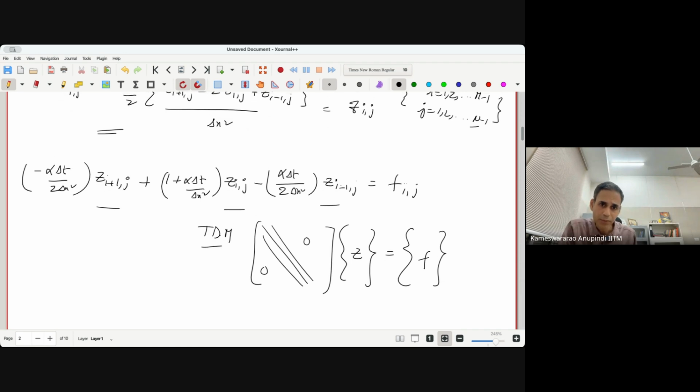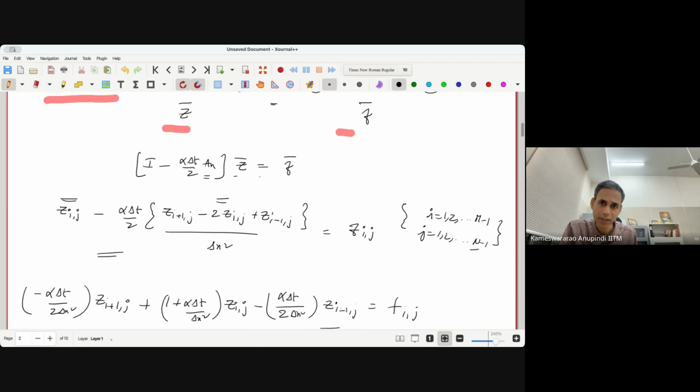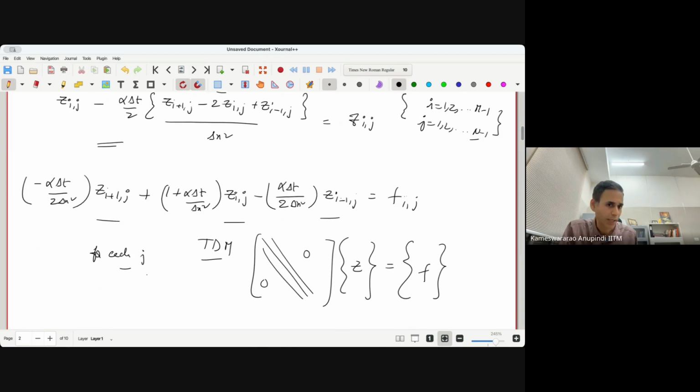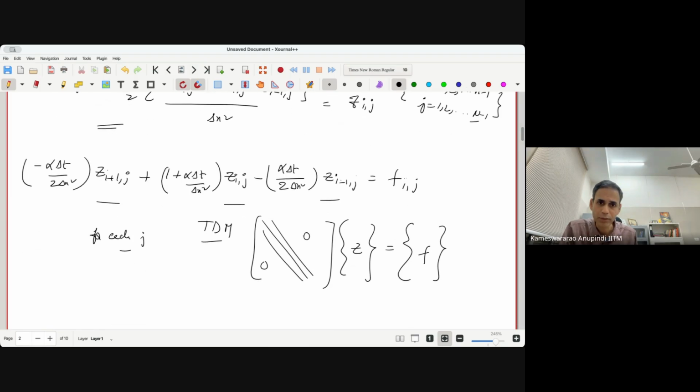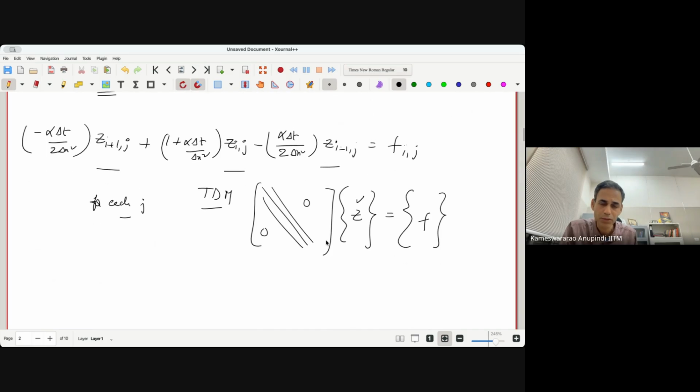That means I have to solve this tridiagonal matrix for each j. That's all. For each j, I just need to solve this because we already said f is known. So we just need to solve in x direction for each j, right? So that's what we will do. Once we have solved this, you're going to get the z vector.